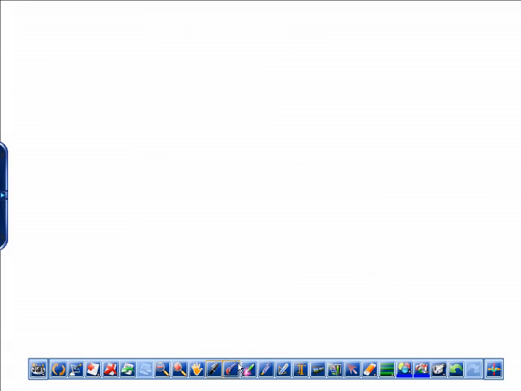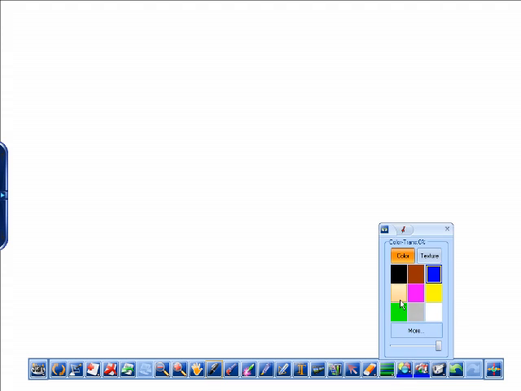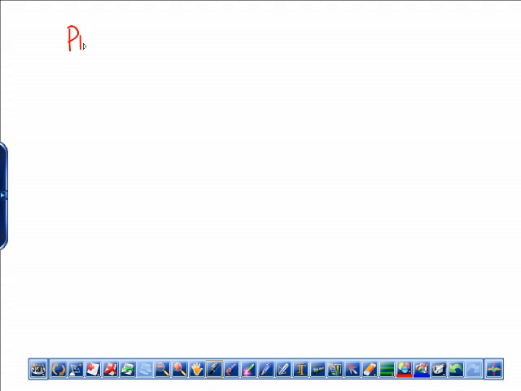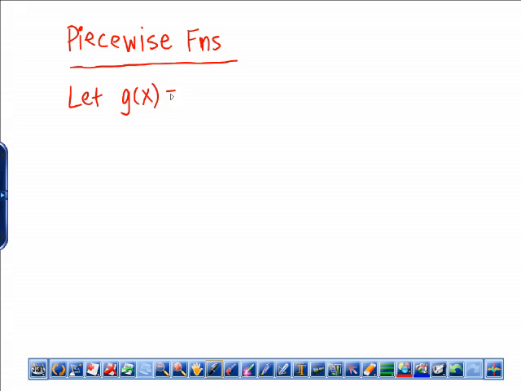Okay, let's just start with piecewise functions. We're not going to do a whole bunch with them, but let's do at least one example, and we're not going to graph today. We're just going to talk about what they are. Okay. And so let's use a new function. This time we're going to use g of x, and that's going to be equal to x squared when x is less than 0, and it'll be equal to x plus 5 when x is greater than or equal to 0.